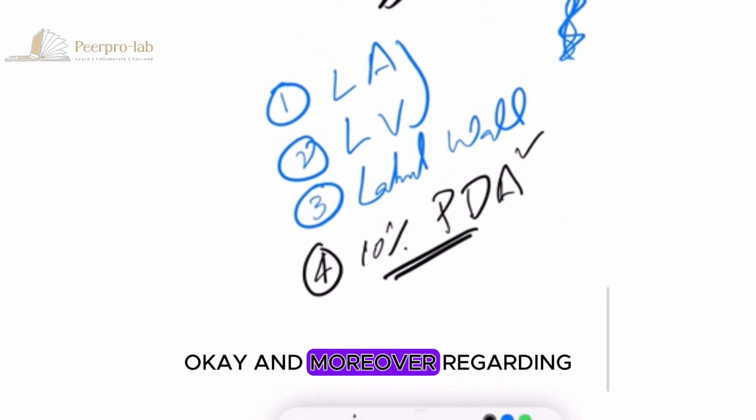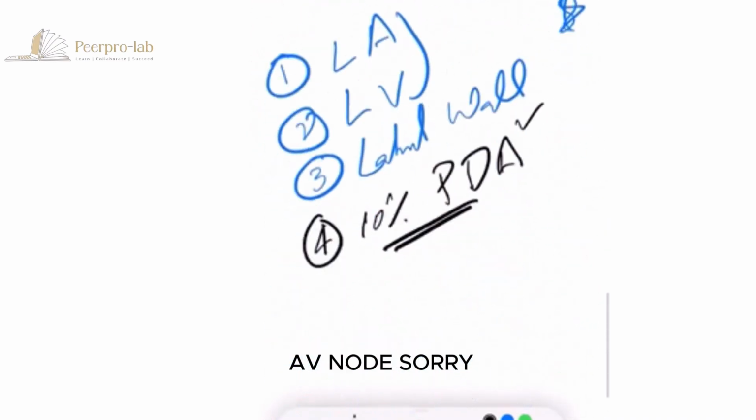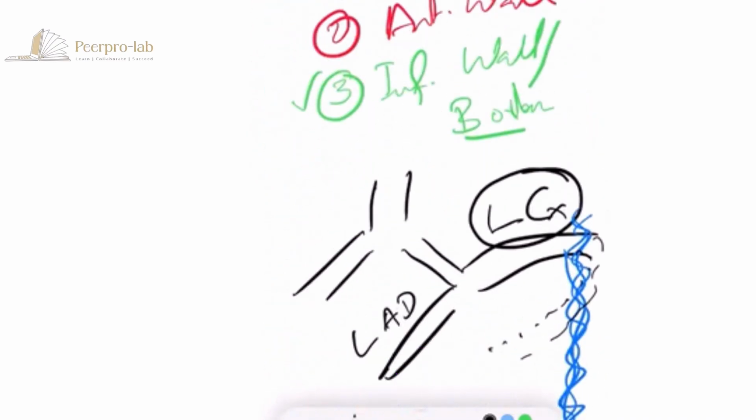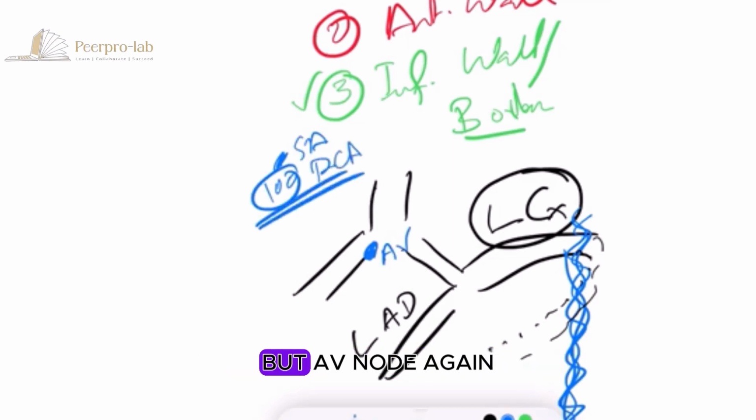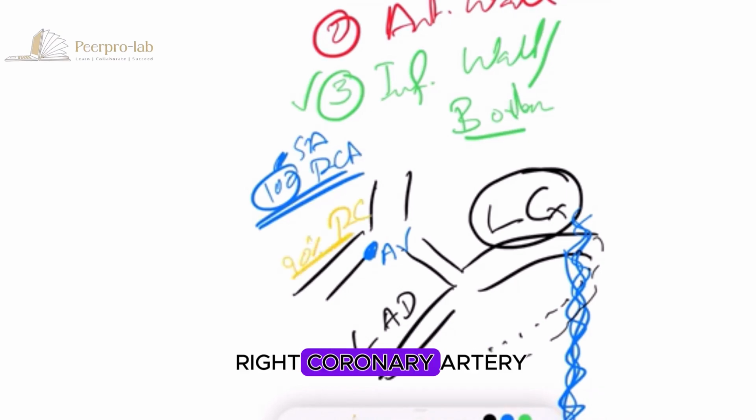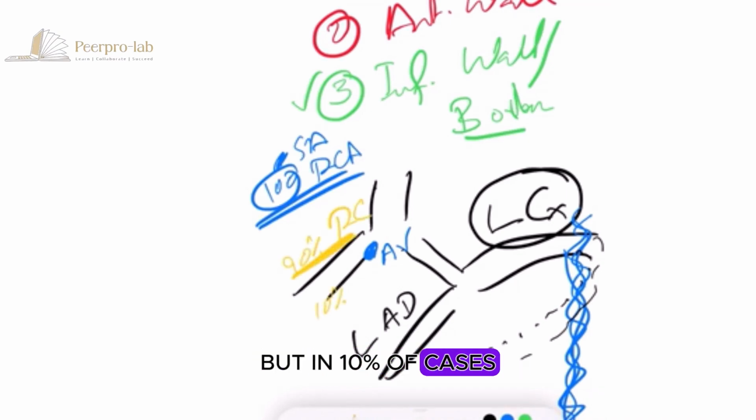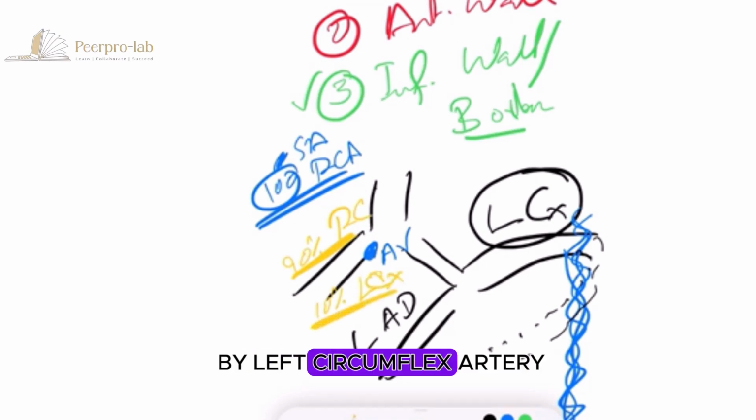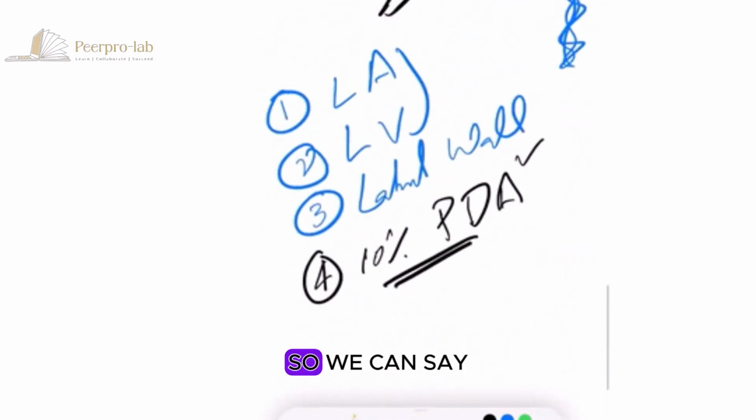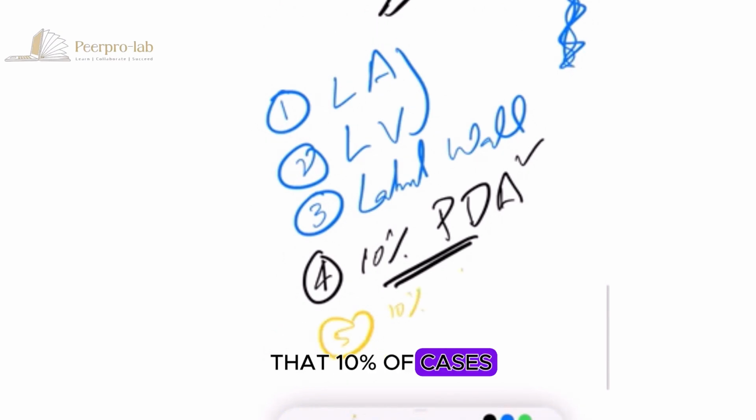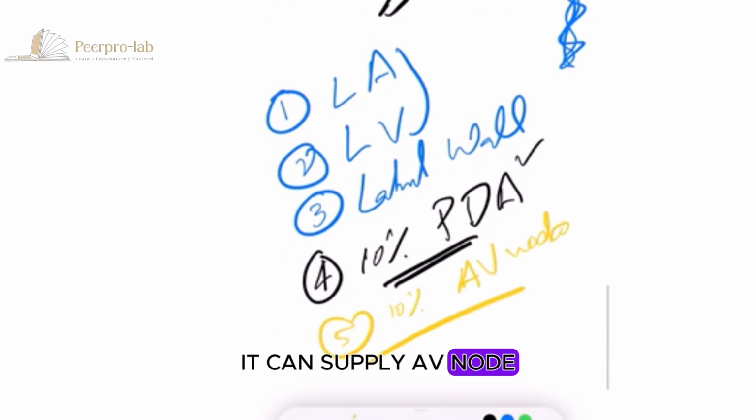Okay, and moreover, regarding the AV node, AV node is located over here, SA node is located over here. So the SA node is almost always supplied by the right coronary artery, but the AV node is also mostly, about 90% of the time, supplied by the right coronary artery, but in 10% of cases it can be supplied by the left circumflex artery. But the most important thing I have mentioned over here is the lateral wall.